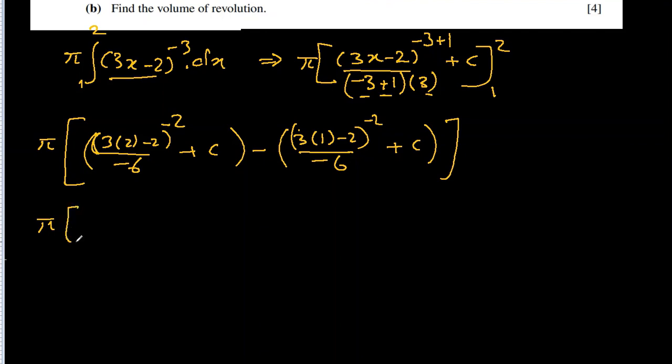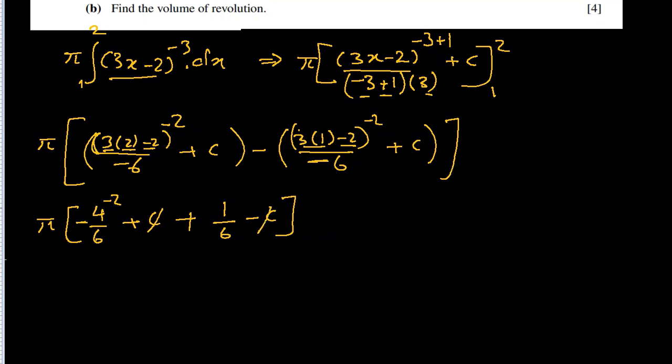Okay, let's open the bracket again. 3 times 2 is 6, 6 minus 2 is 4, to the power minus 2 over minus 6. Let's put minus here. Now it's safe to do that. C minus, and when we open this bracket, this minus 6 with this minus will become positive. 3 minus 2 is 1, 1 to the power minus 2, anything is 1, so 1 over 6 minus c.